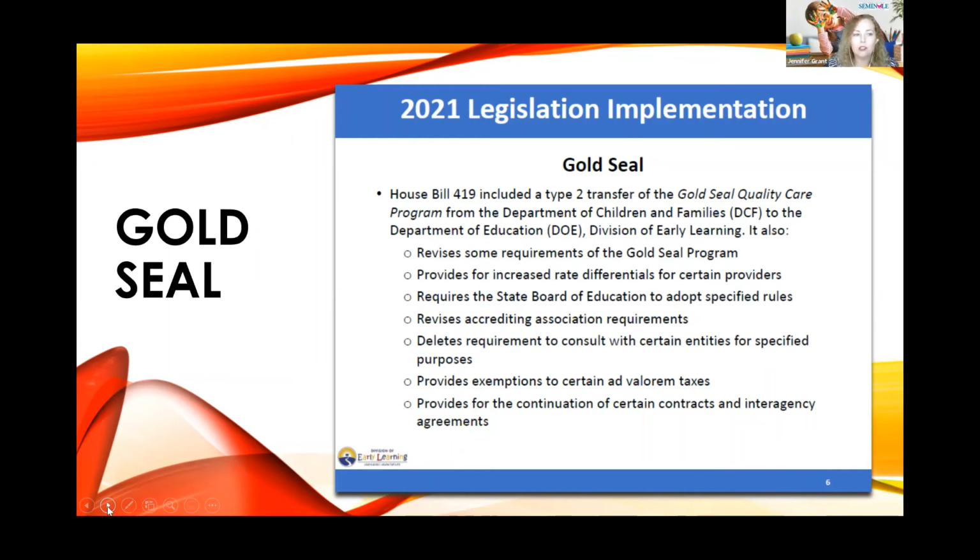It deletes the requirement to consult with certain entities for specific purposes. There were some different consultations in the previous law under DCF. Now it moves it under DOE. Has exemptions to some ad valorem taxes. Those of you that don't know, you can be exempt for some property taxes, some ad valorem taxes, if you are GoldSeal and own your facility. So there's going to be some changes related to that. We want to let you know the benefit of being GoldSeal. And then it provides for the continuation of certain contracts and interagency agreements. So in general, there are a lot of rules coming here. I want you to be aware of that. Let's go to the next one.